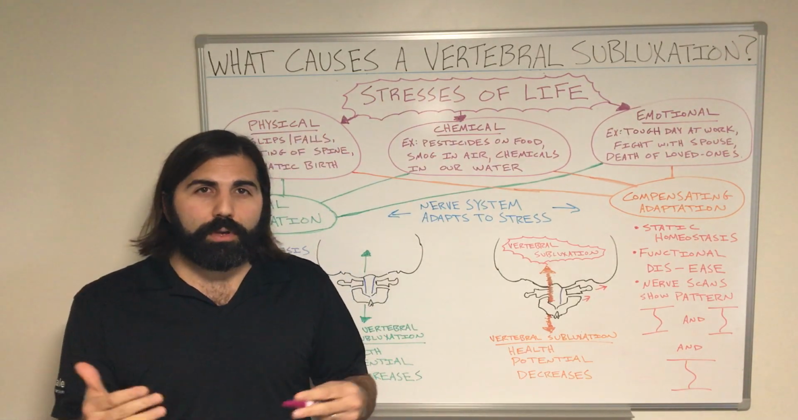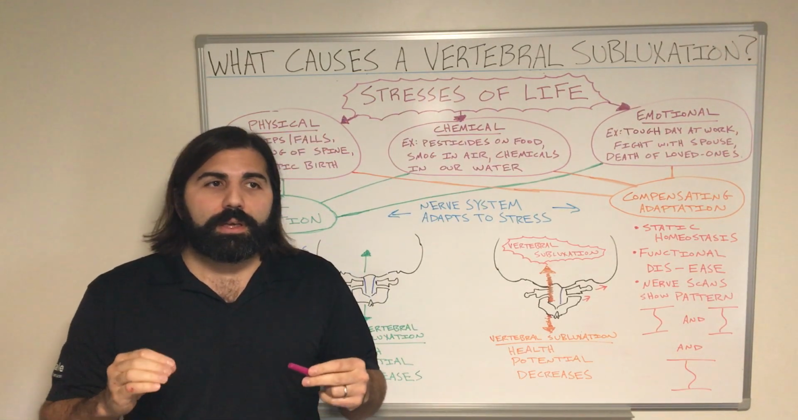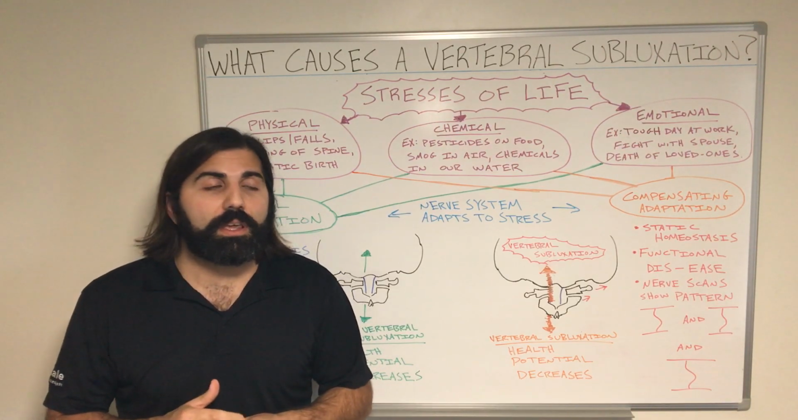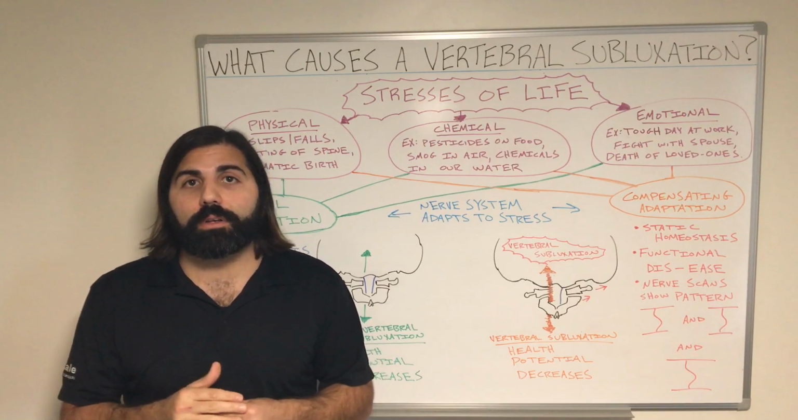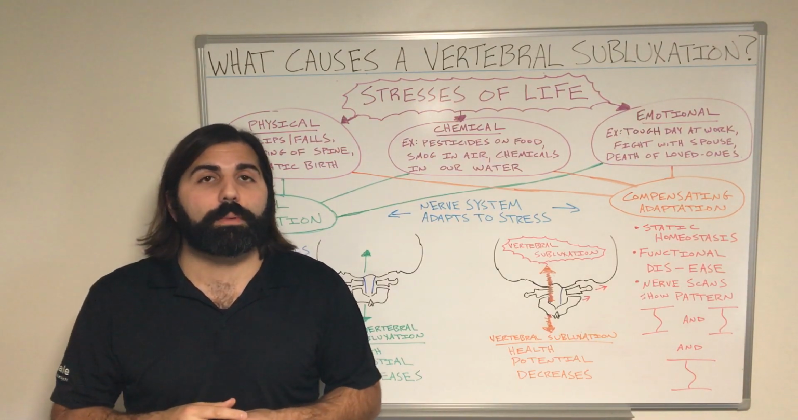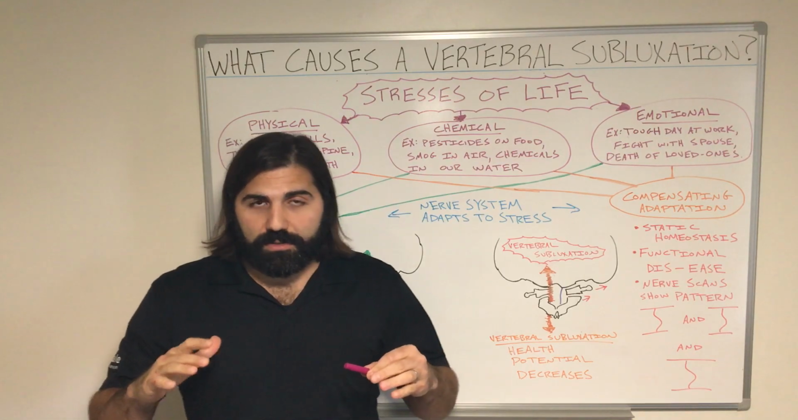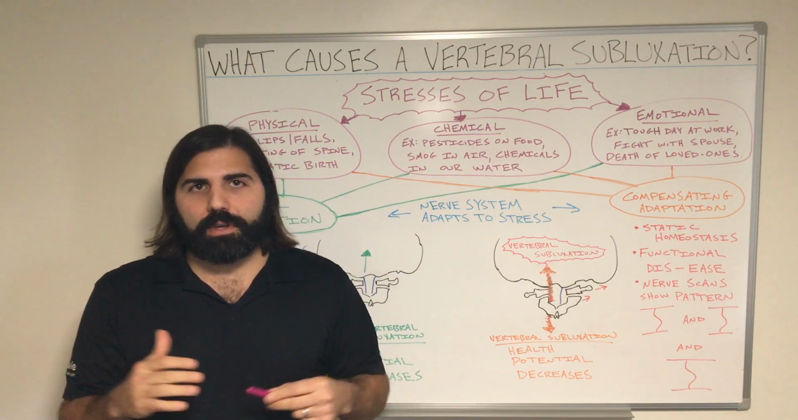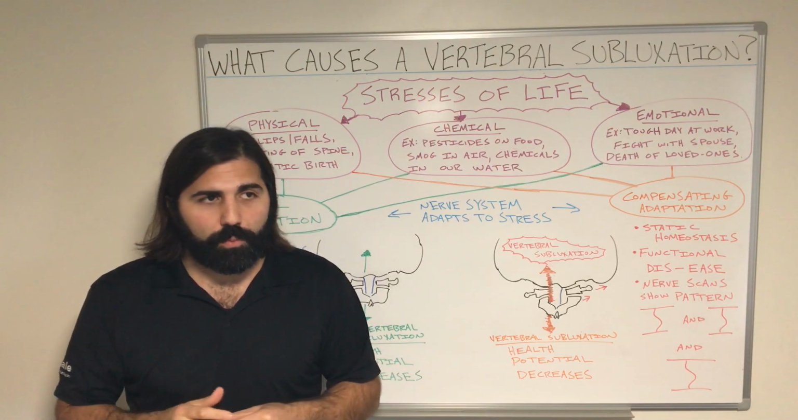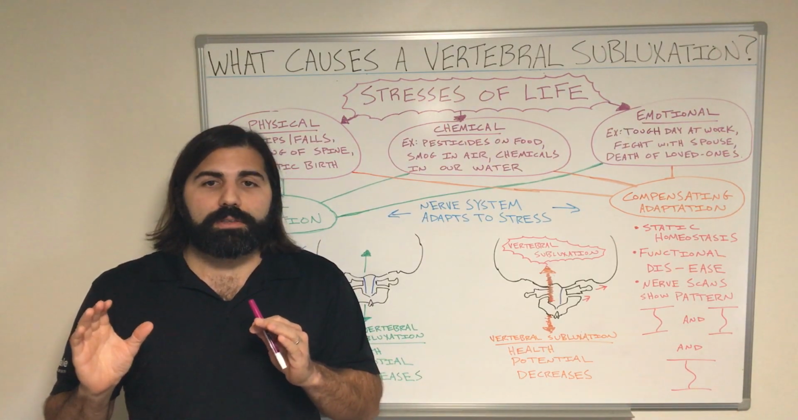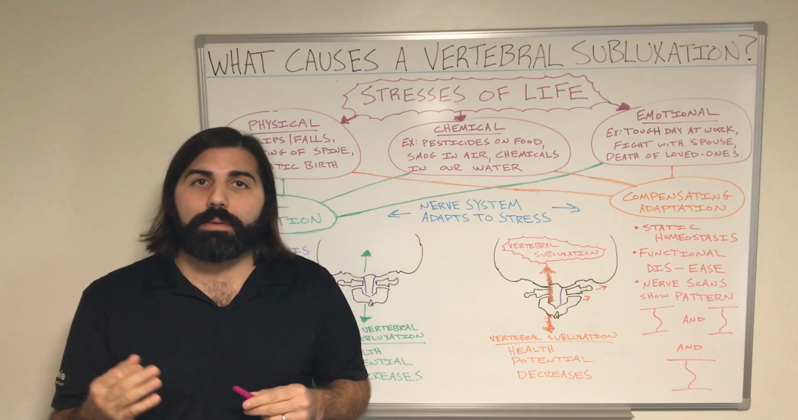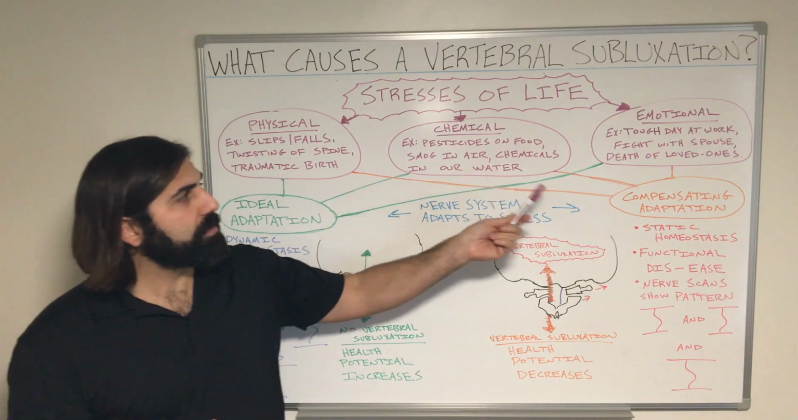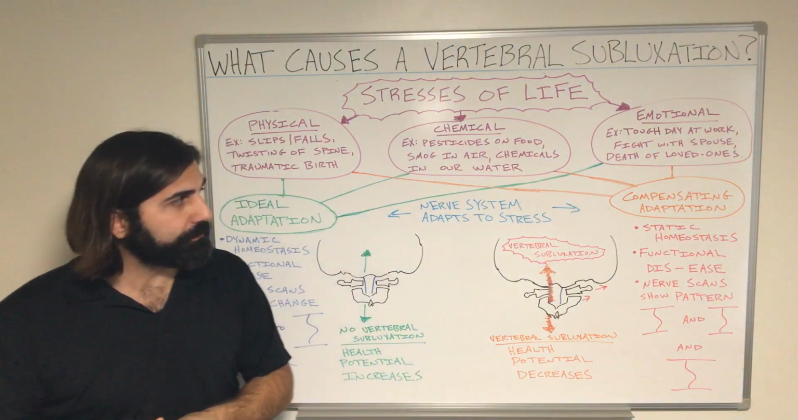Well, we can boil down that answer to one simple but very complicated idea, and that is stress. The stresses of life are what are going to cause a vertebral subluxation. Now, since stress is very complex and the examples of stress are very numerous, we can subcategorize stress into three main groups. Those three main groups are physical stress, chemical stress, and emotional stress.